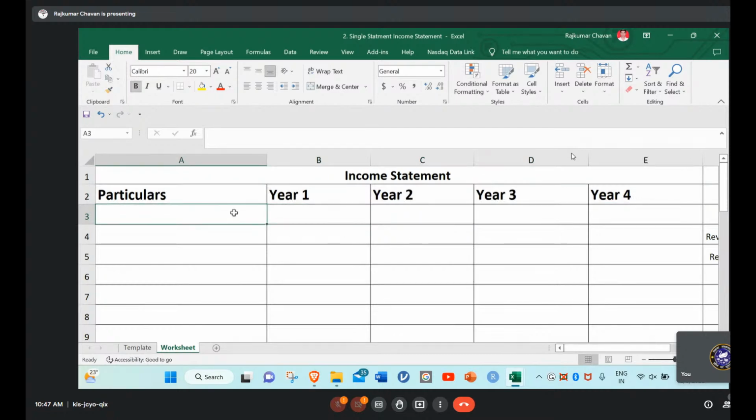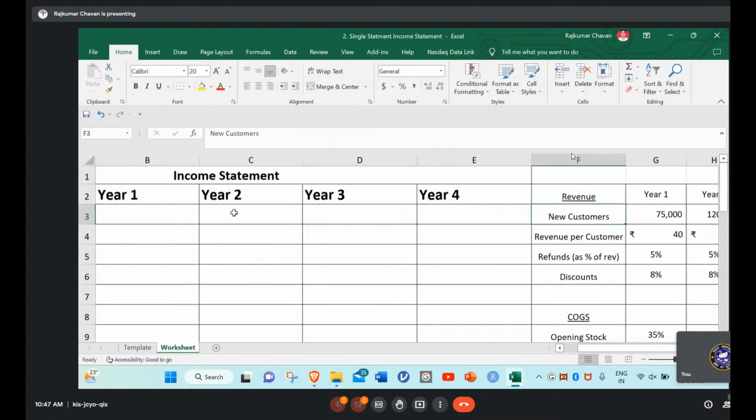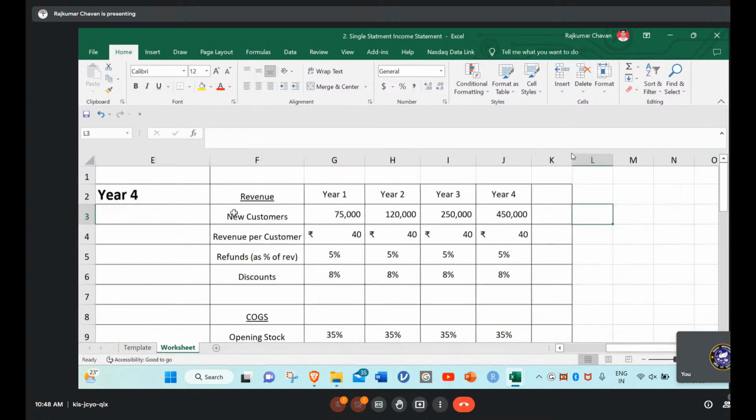Now how to prepare this? This is a ready-made template. Based on this template, you need to fill all the answers over here. How to do this? Let's say, for example, you need some base to create it. Right side, look here. How many years of information do we have? 4 years. Year 1, year 2, year 3, year 4.